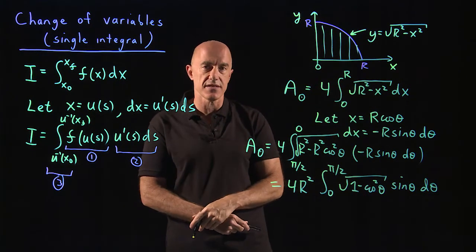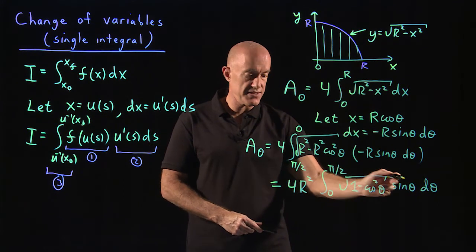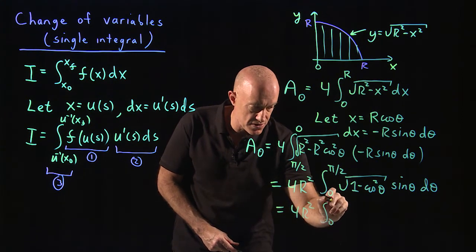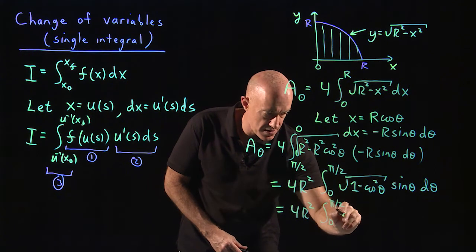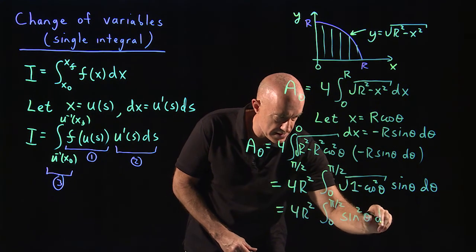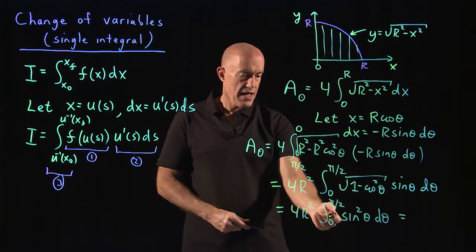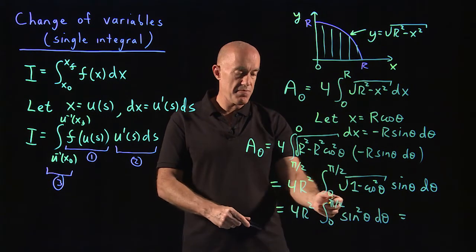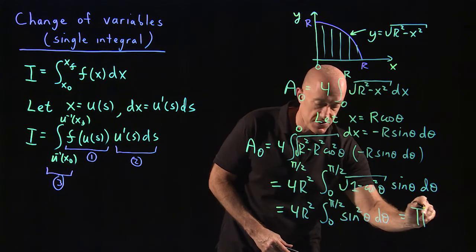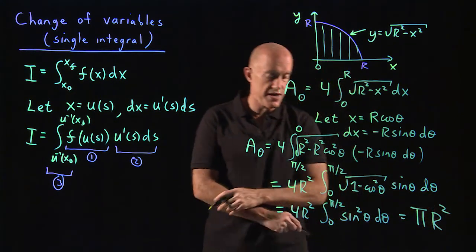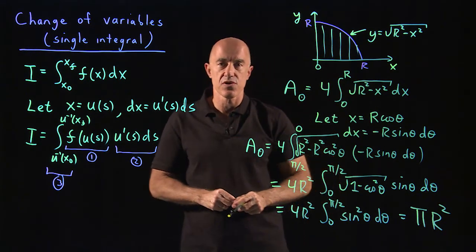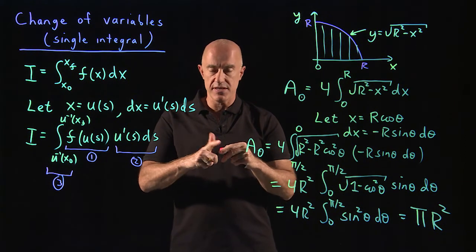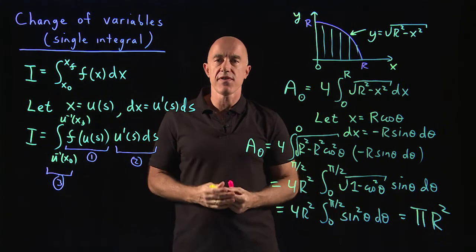Okay, it's just an exercise in single variable calculus. This is sine theta, so this is 4r squared times the integral from 0 to pi over 2 of sine squared theta d theta. And this integral has to be 1/4 times pi, because we know the area of the circle is pi r squared. Okay? You can look up this integral, or you can do it using the double angle formula. Okay, so this was what you already know from single variable calculus.